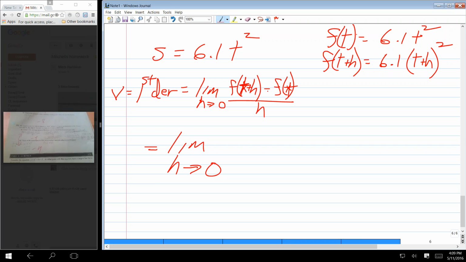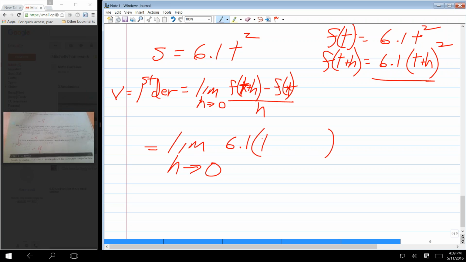So we've got a definition right here. What is f of t plus h? Right there, I've written it. So we have to distribute that. We have to distribute the t. In other words, you have to square the t plus h. So I'll write the 6.1 and then square the t plus h for me.